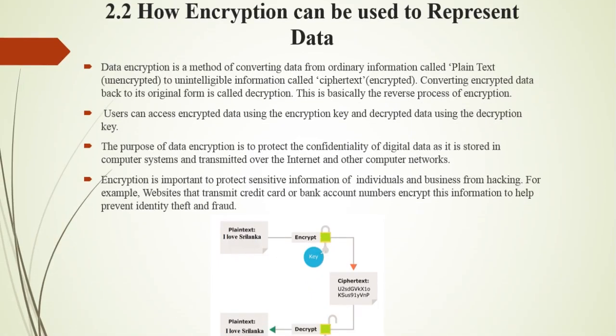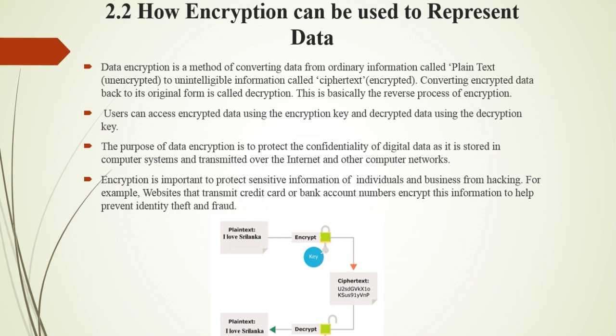Here I am going to explain how encryption can be used to represent data. Data encryption is a method of converting data from ordinary information called plain text, unencrypted, to unintelligible information called ciphertext, encrypted. Converting encrypted data back to its original form is called decryption. This is basically the reverse process of encryption. Users can access encrypted data using the encryption key and decrypted data using the decryption key.